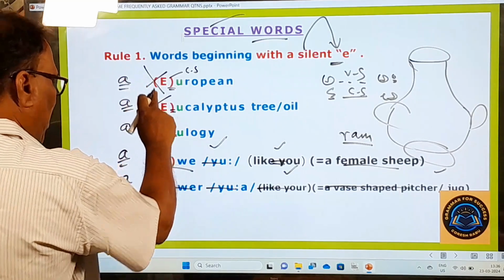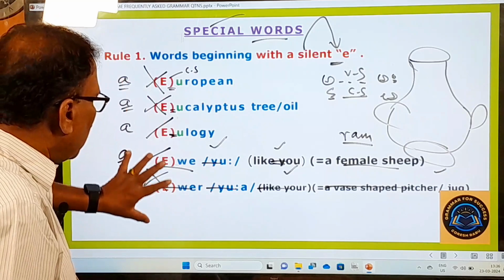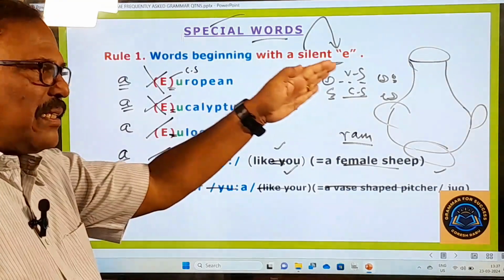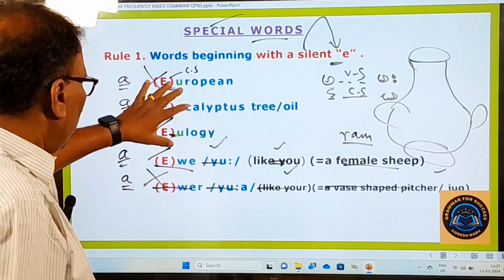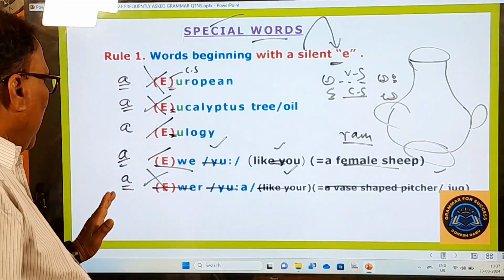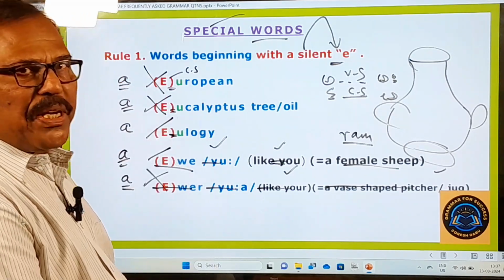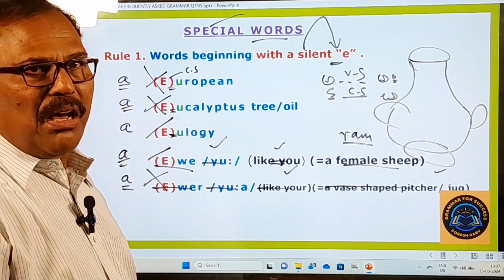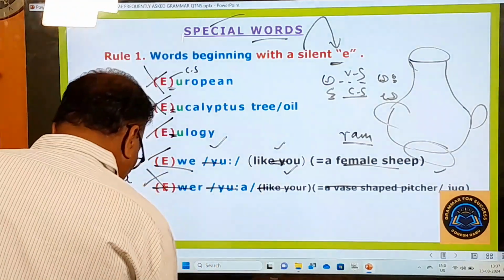So in all these words, this E is silent and the next letters are giving consonantal sounds, and therefore before them we use only A. Please keep these words in your mind because they are going to be very special. Questions may be asked on this particular aspect. And now let's move on to the next rule.